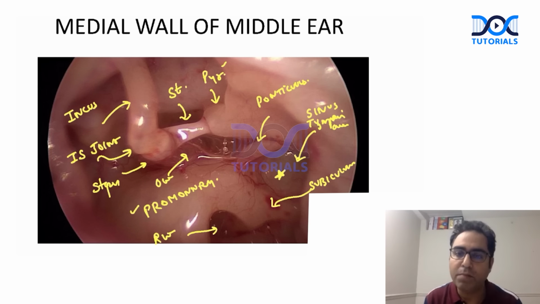MCQ. Sinus tympani is the most common site of residual cholesteatoma after mastoid surgery. So once again, for the sinus tympani, the superior boundary is the ponticulus and the lower boundary is the subiculum. Sinus tympani is a hidden area in the middle ear, and the most common site of residual cholesteatoma after mastoid surgery. Please do revise this picture once again later on.